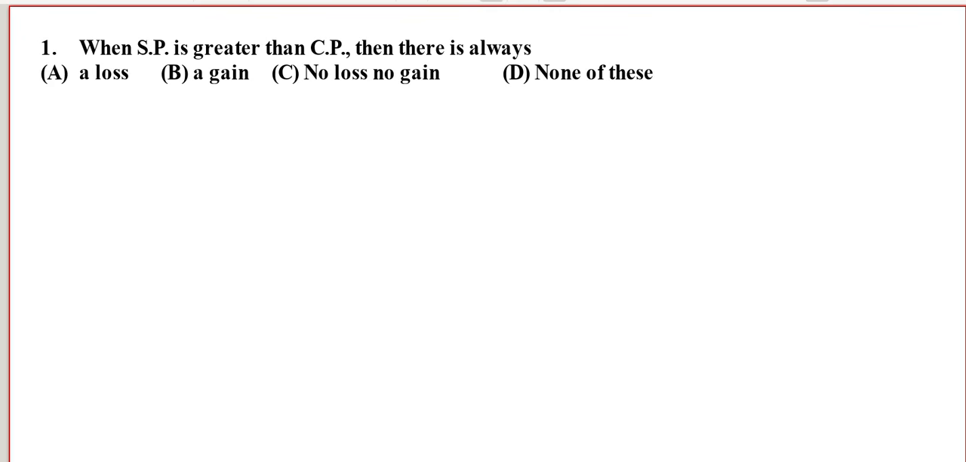Let us observe the first question. When selling price is greater than the cost price, then definitely we get a profit, that is a gain. So option B is the correct one for this question.